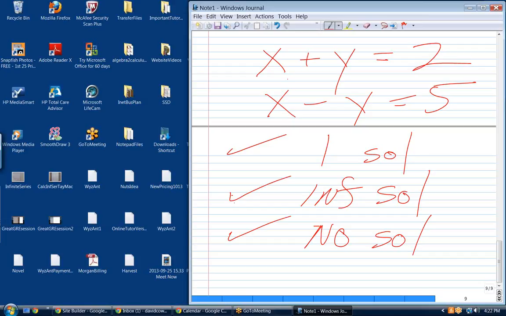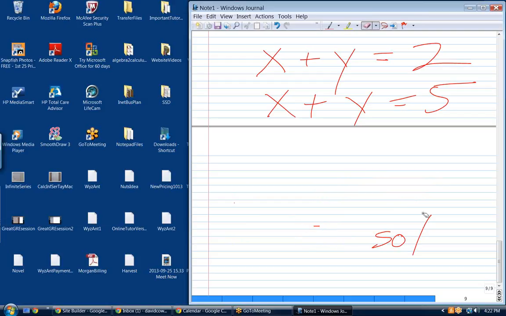Oh, I know how to do this. How about if we did this? There you go. There's 2 equations: x plus y equals 2 and x plus y equals 5. Notice that if we subtract one from the other, we get 0 equals minus 3.